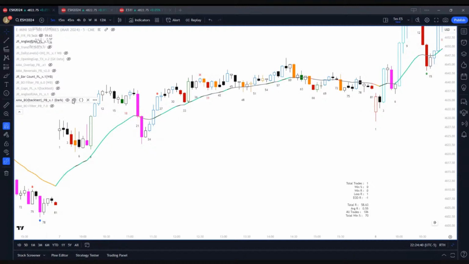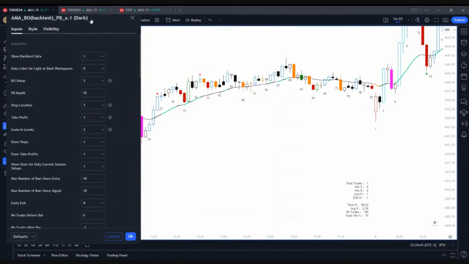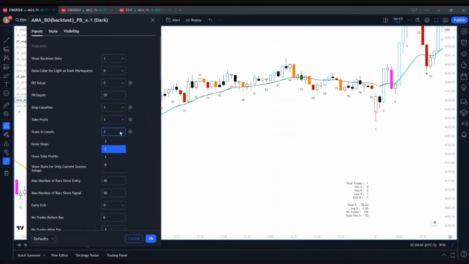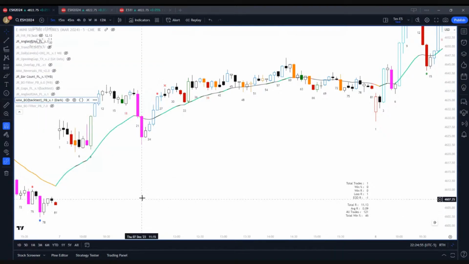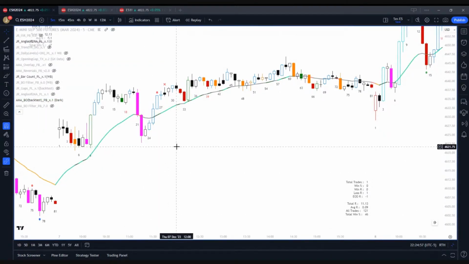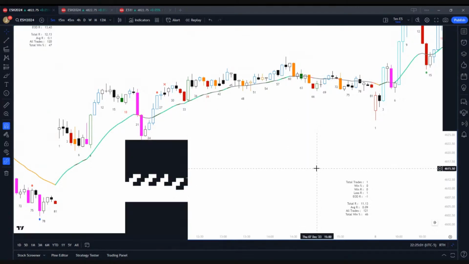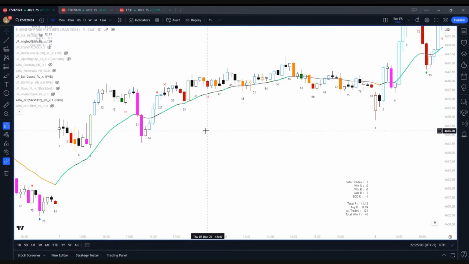And one thing that we can see if we turn off here the scaling in, the expectancy of the system goes down, or the signals goes down substantially. And this is because what you're removing is functionally removing trade management. So if anything, I would take away from this discussion that trade management is almost always going to be more important than the signals your system generates.